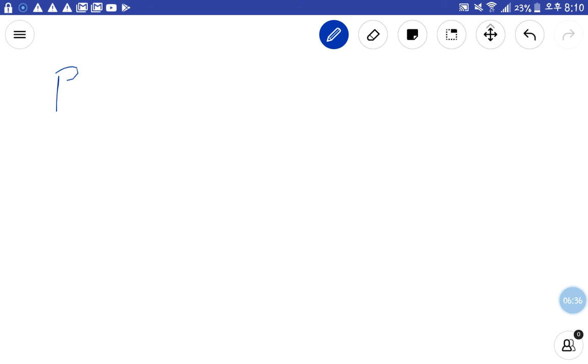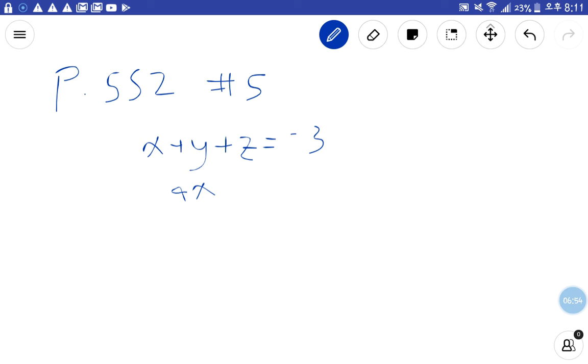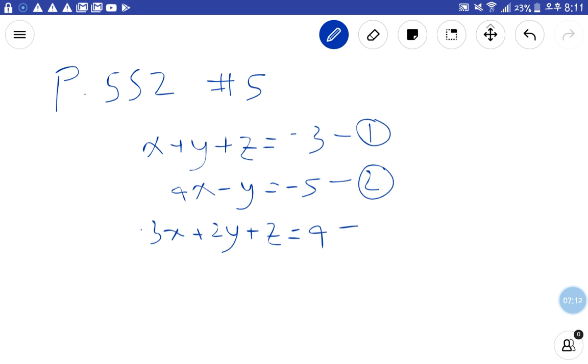Alright, so I'm on page 552, number 5. We also use Gaussian elimination to solve this system: x plus y plus z equals negative 3, 4x minus y equals negative 5, and negative 3x plus 2y plus z equals 4. As I did before, I'm going to label the first equation as number 1, the second as number 2, and the third one as number 3.